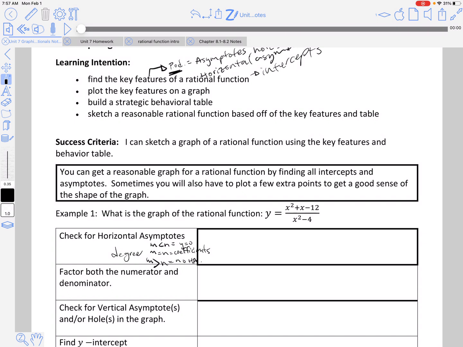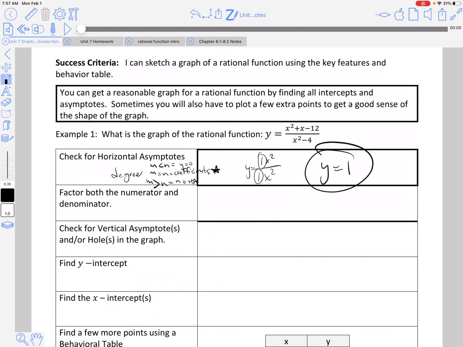All right, so in this case, we're lining up with this middle one where the degrees are the same. So we have y equals x squared over x squared, basically, and we look at the coefficients, which are both 1. So we have a horizontal asymptote at y equals 1. Let's go down to the y-intercept. The y-intercept is found when the x value is 0. So we're going to replace all the x's with 0, and we're going to get negative 12 divided by negative 4, which is 3. So we have a y-intercept at (0, 3).